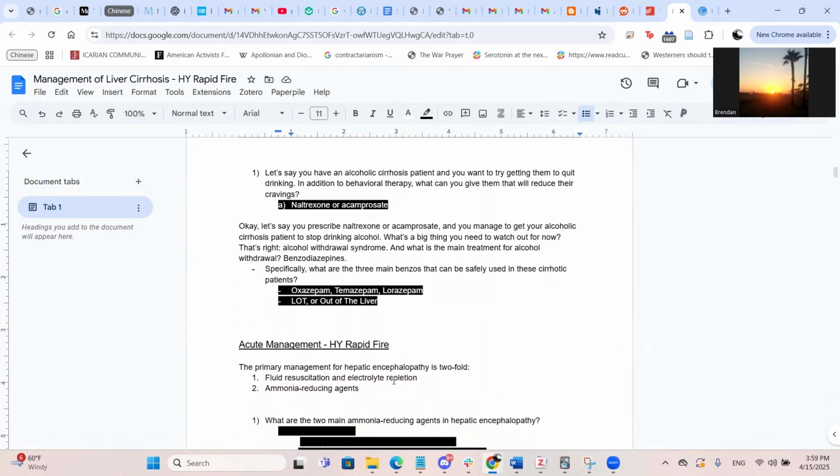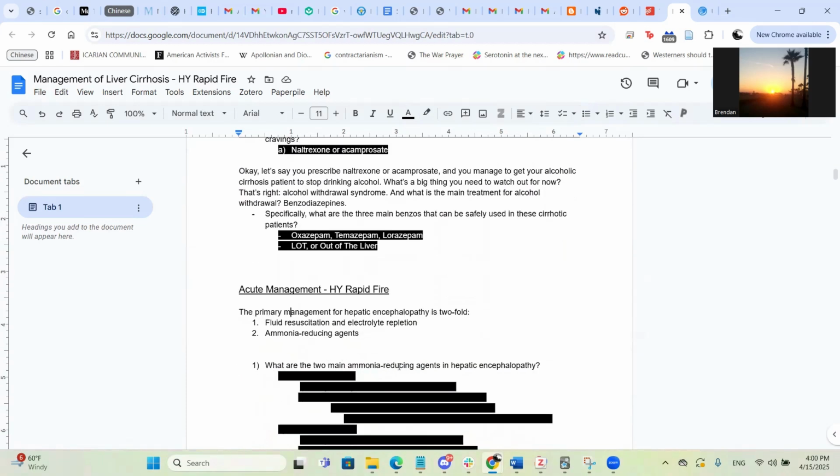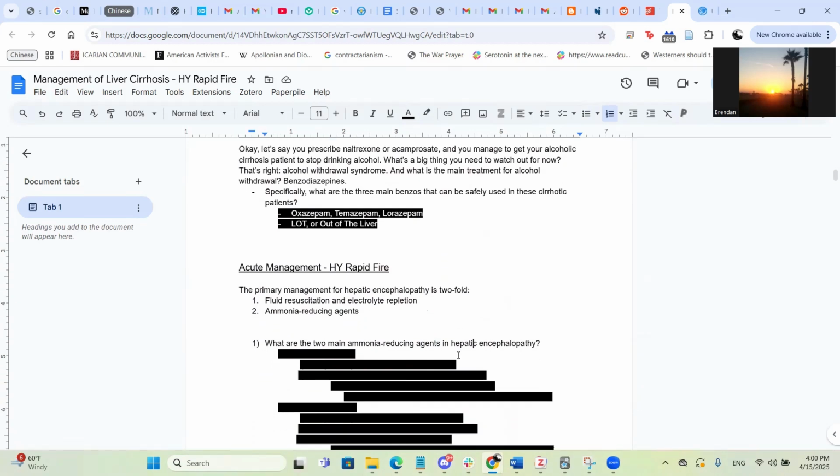All right, now let's move on to the high yield points for acute management. The primary management for hepatic encephalopathy, remember, this is one of the main complications of cirrhosis, is going to be on two fronts. Number one, you need to make sure that you are resuscitating your patient with IV fluids and repleting any electrolyte deficiencies. Secondly, you want to be giving them ammonia reducing agents. Does anyone know what the two main ammonia reducing agents are for hepatic encephalopathy?